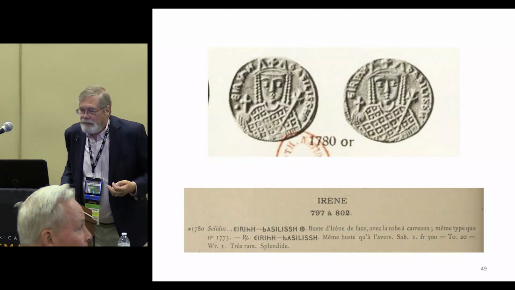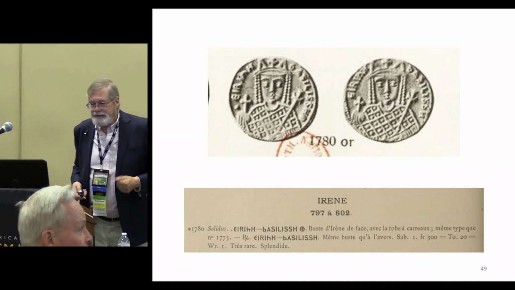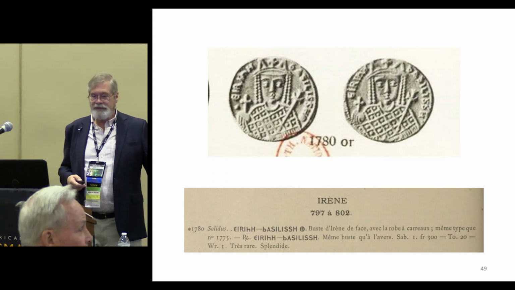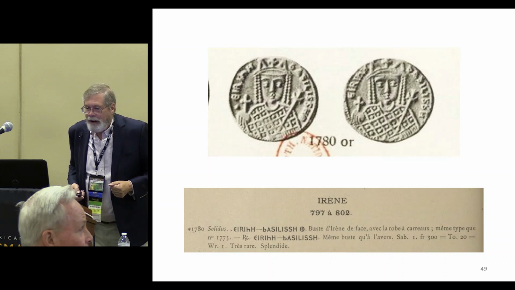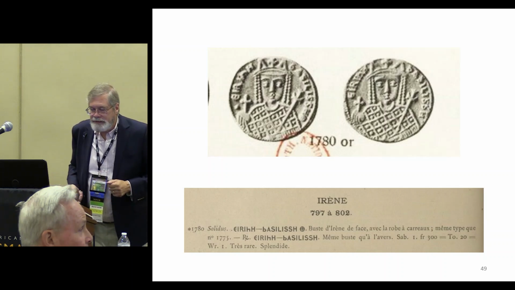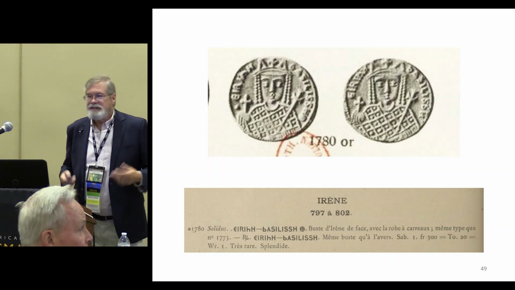It has a facing bust of Irene with a checkered robe, and that's the same type of face as another coin, which is one of her son's coins before she killed him, that had her portrait on it. And then the reverse has the same portrait as the obverse, which actually is not true. And it says it's very rare, last line, very rare, splendide.